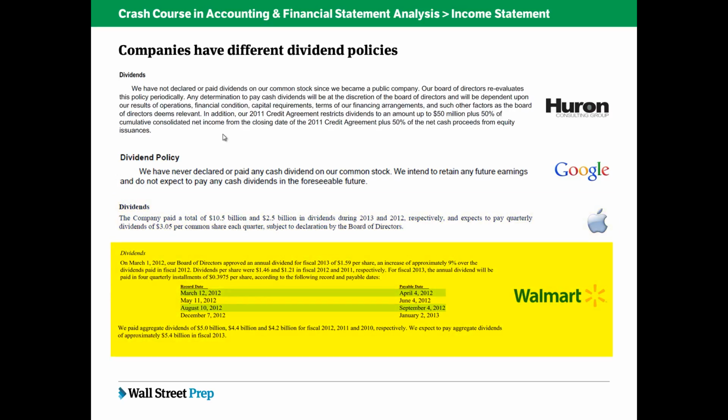Walmart also issues dividends. On March 1st, 2012, the board of directors approved an annual dividend of $1.59 a share, which was a 9% increase over the dividends in the prior year. And we see they're listing when they're going to pay the dividend, and they're saying it's going to be paid in 4 quarterly installments of 40 cents a share, and they're listing exactly when shareholders expect to receive the dividend.